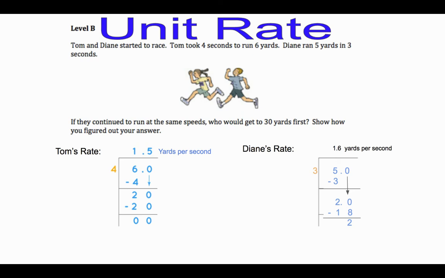So the students would be able to understand, okay, so if I know that Tom ran 6 yards in 4 seconds, then I can divide that to figure out how many yards he's actually running per second. And then the same with Diane, okay? So this would be the last one for the examples.